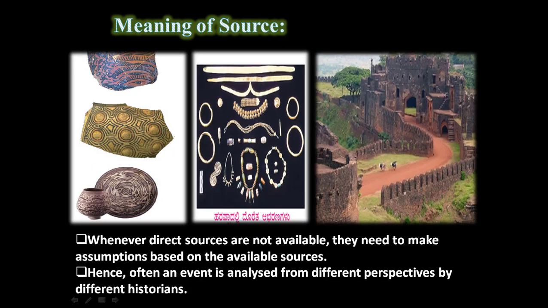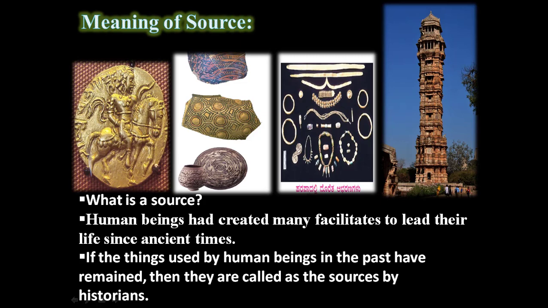Let's come to the meaning of source. Whenever direct sources are not available, they need to make assumptions based on the available sources, because we cannot expect all the proofs, all the documents which are needed to prepare or create the history. Hence, often an event is analyzed from different perspectives by different historians. Sources are very essential to create the history.